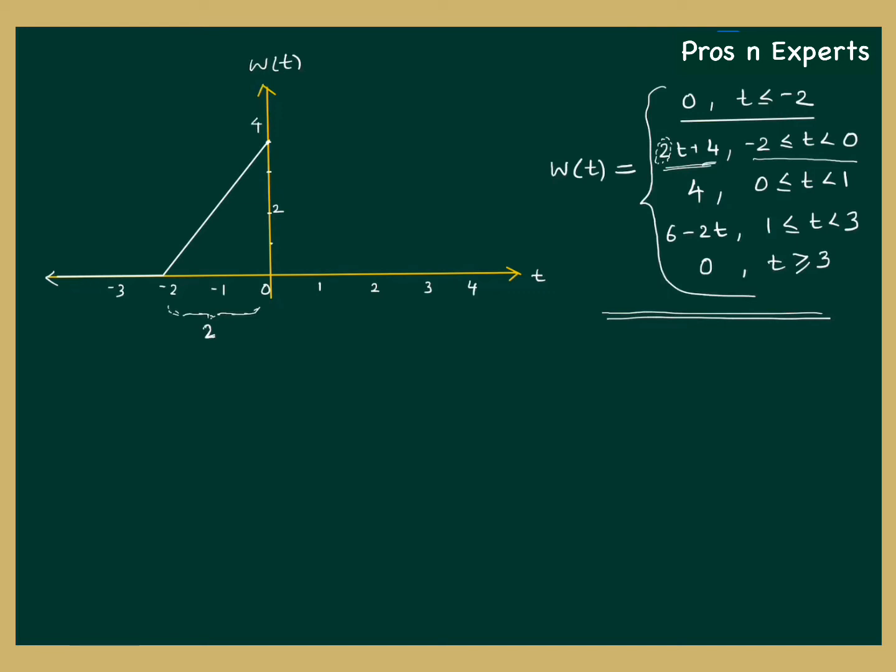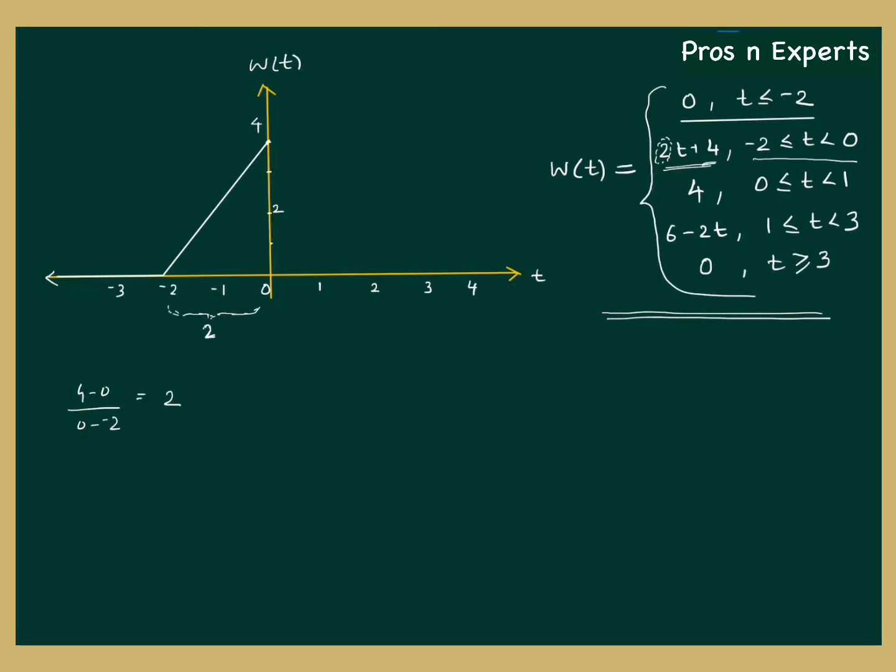How can you calculate slope? It is delta y divided by delta x. Delta y is 4 minus 0 and delta x is 0 minus minus 2. So 4 minus 0 by 0 minus minus 2 will give you a slope of 2. Fine. So that's how you reach 4 here, and obviously the intercept is 4.